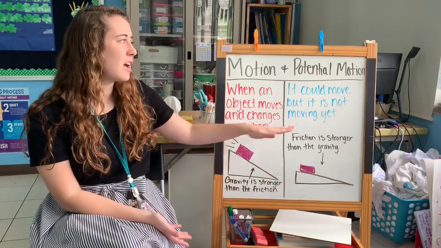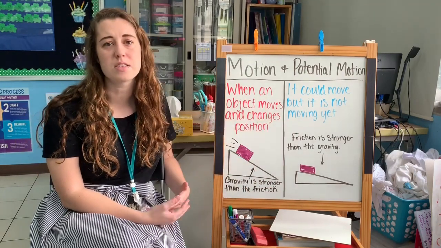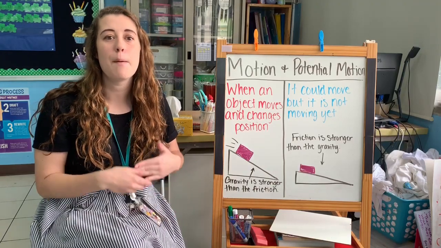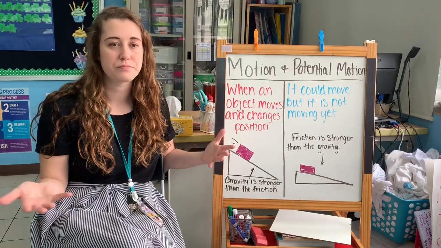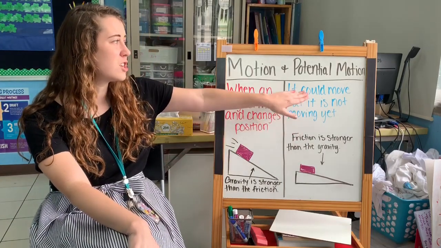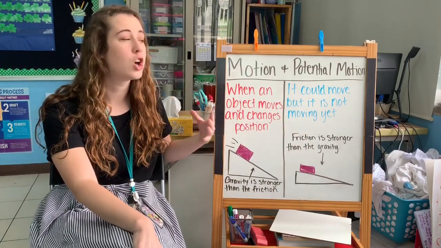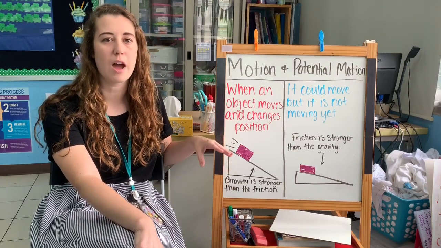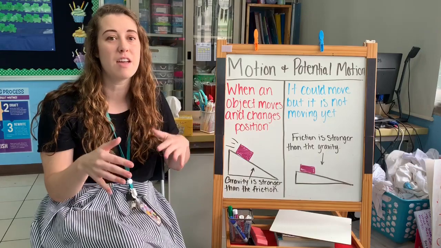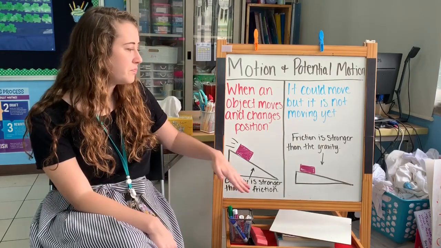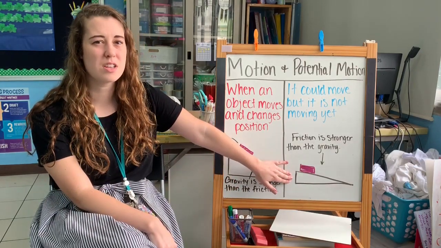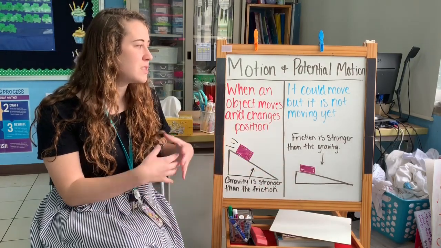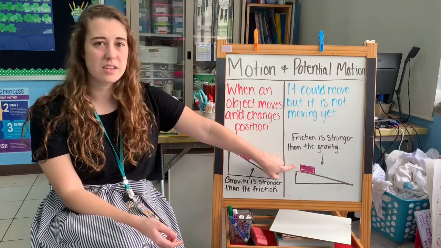But we see in my other example, we're learning about something called potential motion. And the word potential means it might happen in the future. So this potential motion means something could move, but it's not moving yet. It's not moving right now, but we see that it could move if we make a couple of changes. In my example, you see that the ramp is not as high. And so this is a potential motion because my block is not moving yet.